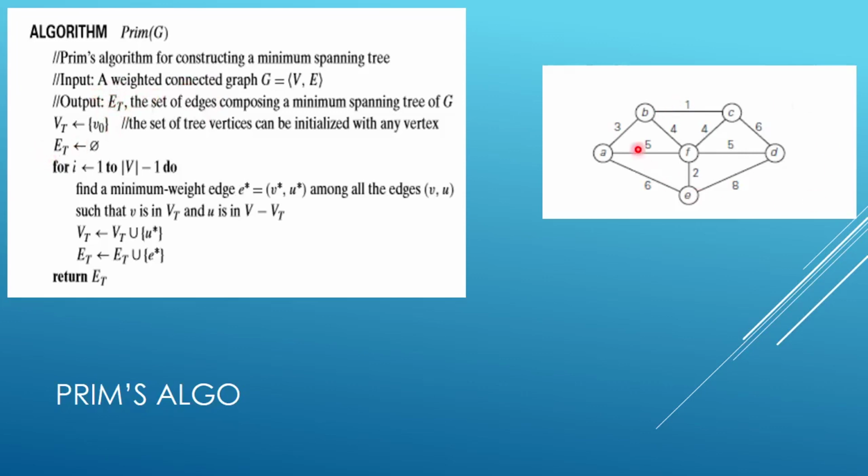So initially choose any one vertex from the graph and start it. That is initialized to VT. Any vertex from the graph is initialized to VT. After that, ET will be initialized to null because we are yet to construct our spanning tree, and then we have to traverse through the remaining vertices in the graph. Total there are 6 vertices, so we have to loop through the remaining 5 vertices.